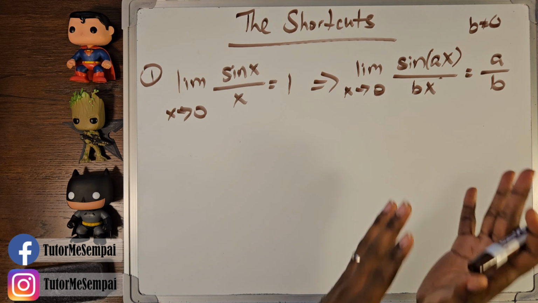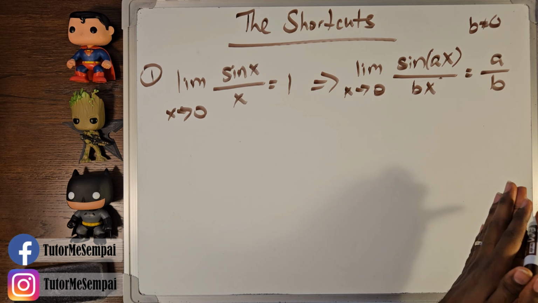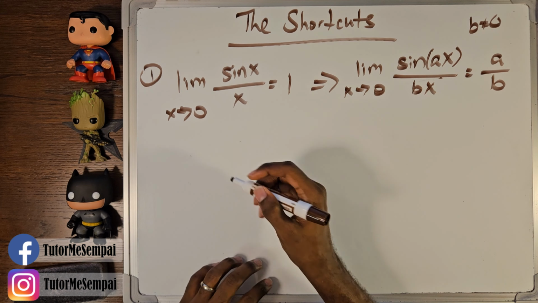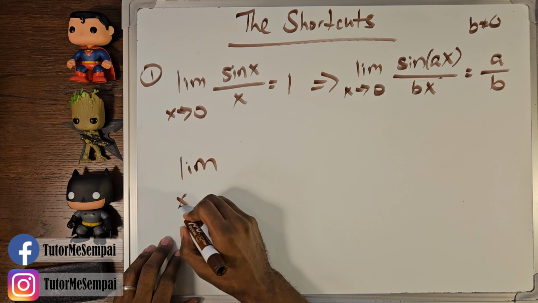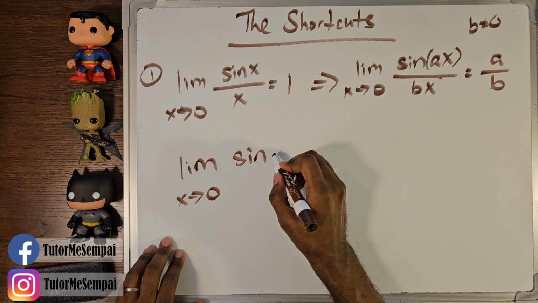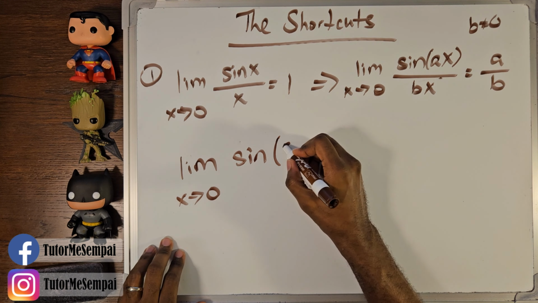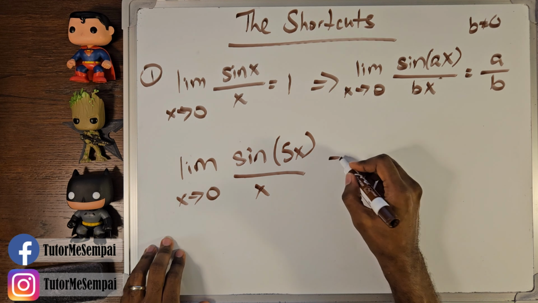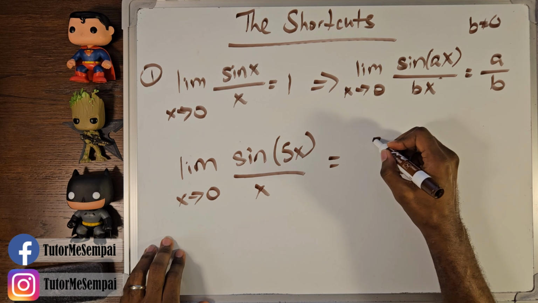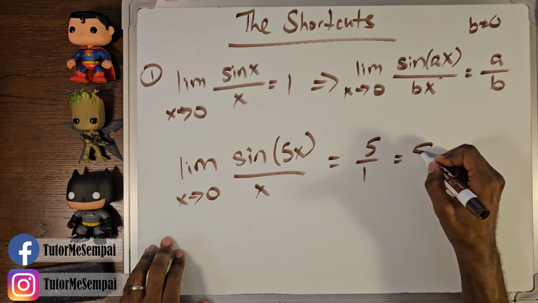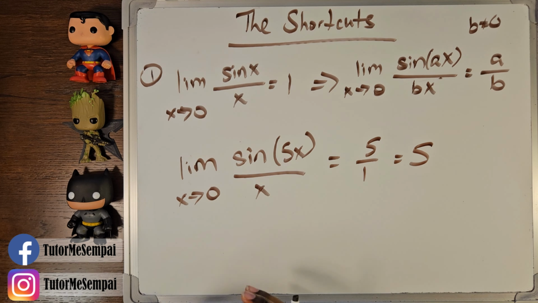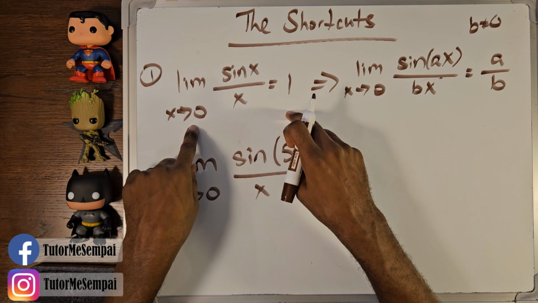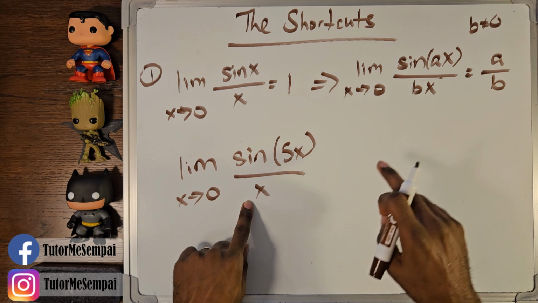But why is this the case? Why is this shortcut true if you know that this is true? Well, let's find out. Let's say we had something like this. The limit as x goes to 0 of sine of 5x over x, we want to find that limit. Now we know based on this shortcut that this should be 5 over 1 or just 5. But let's see if we get 5 by utilizing what we know about this.